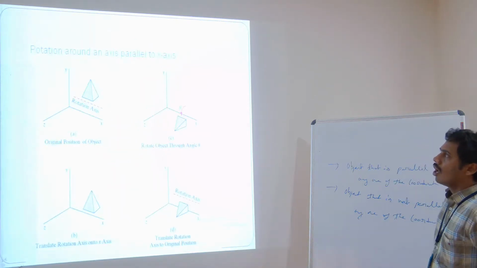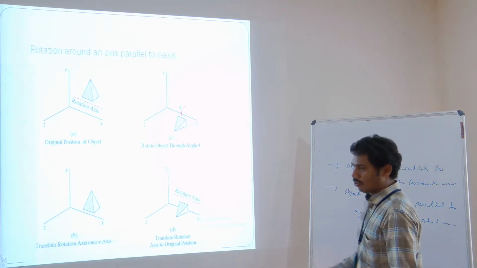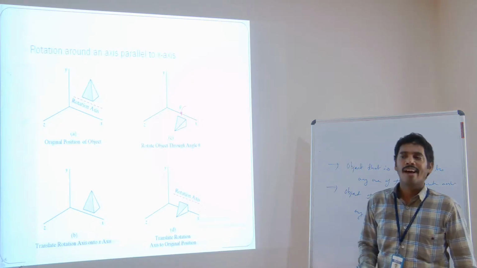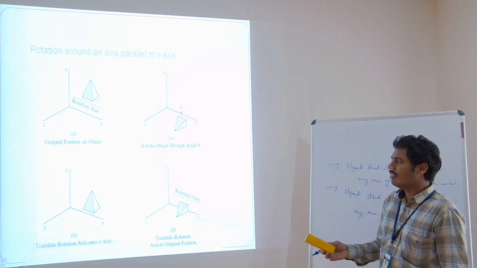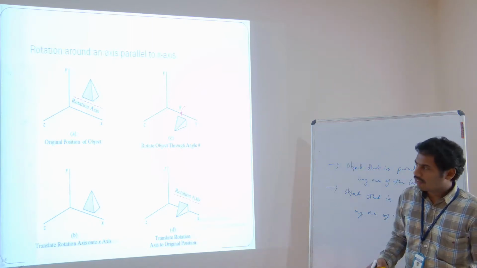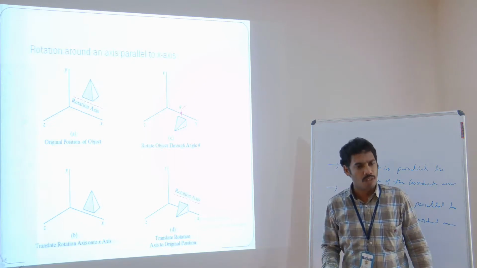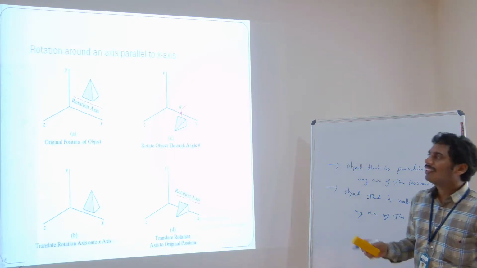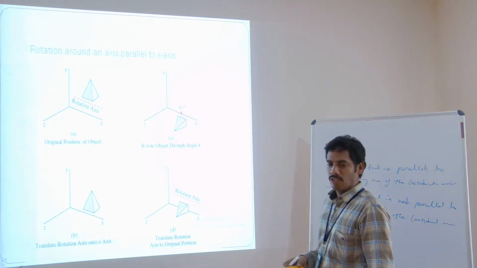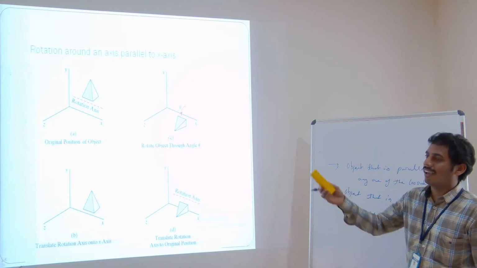That is the rotation around an axis that is parallel to the x-axis. Here I am considering an object which is parallel to the x-axis. For example, with the same concept, I can take an object which is parallel to the y-axis, or an object which is parallel to the z-axis also. But for the example, I am taking the object which is parallel to the x-axis here.